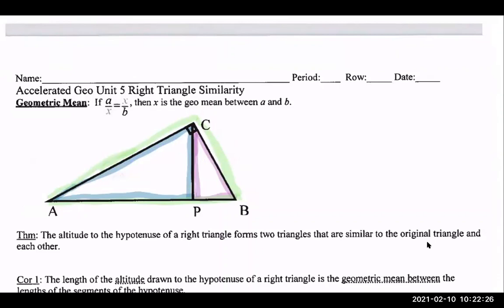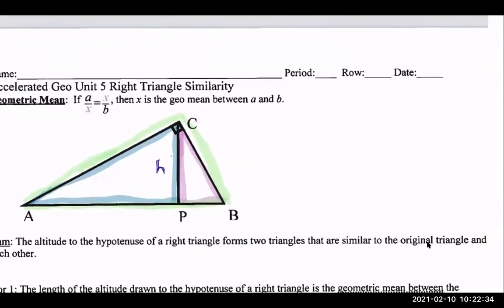This we'll call H, and H is going to be my altitude. Altitude is like the height of something. This is just some vocab. If I was standing on top of a mountain and I dropped a rope down, this would measure how high that mountain is if it goes straight up and down and forms a 90-degree angle.